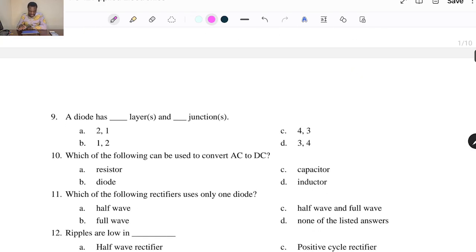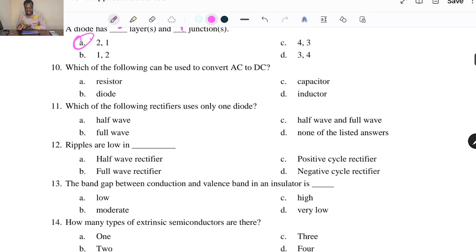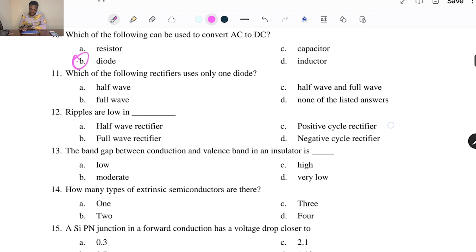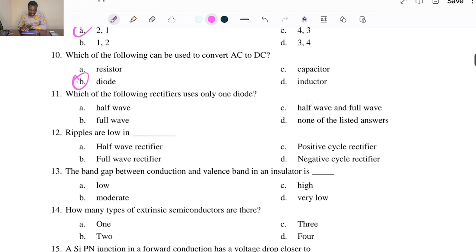Now, question 9. A diode, which is just a p-n junction, has 2 layers and then 1 junction. So the answer here is A. Question 10, which of the following can be used to convert AC to DC? If I want to convert AC to DC, I can use a diode, right?